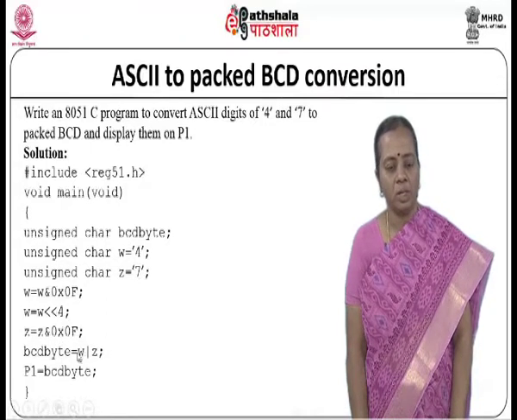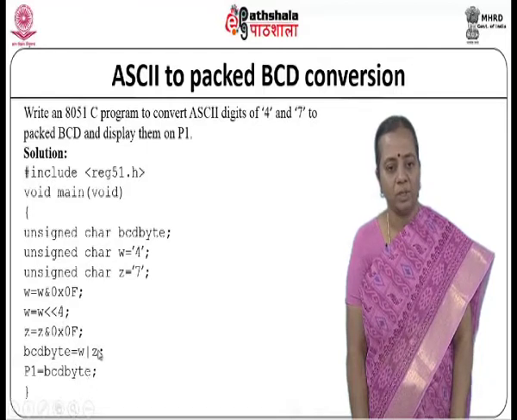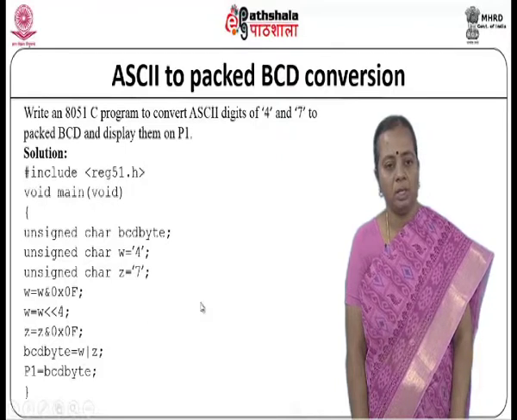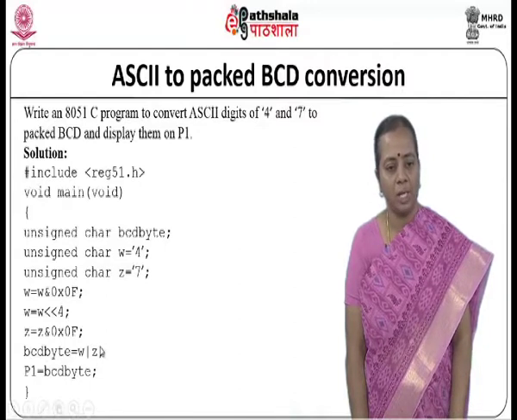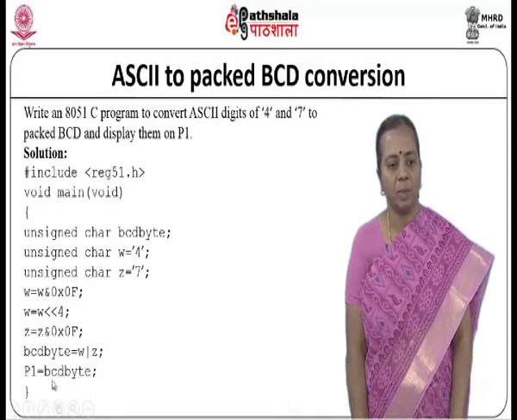Now, this 4 is already there, which is ORed with this 7. So, previously we know that 4 then 0 is there. Now, 0 7 is there with this particular value. Now, these two are added together. So, 40 with 07 is ORed, we will be getting 47 as BCD byte. So, now this 47 is outputted at port 1.